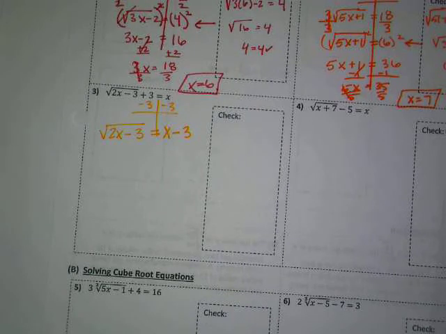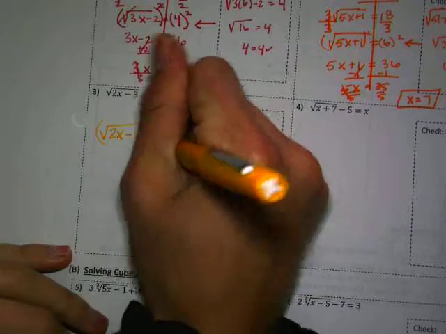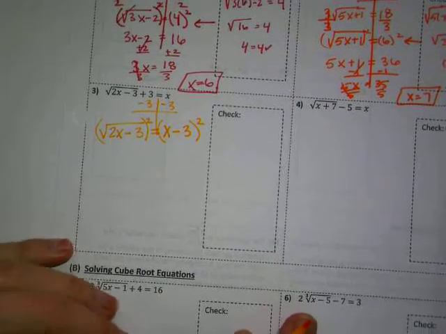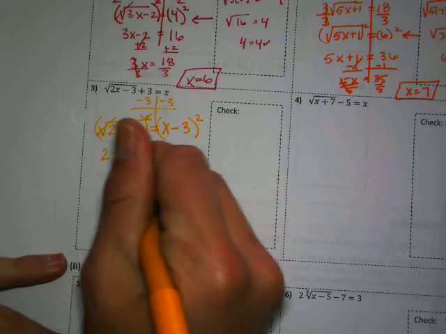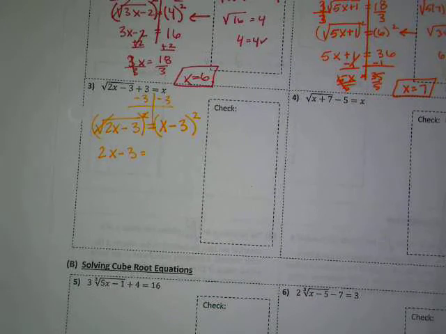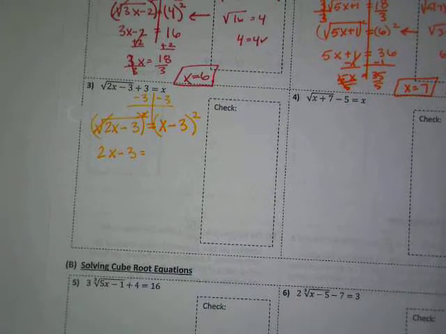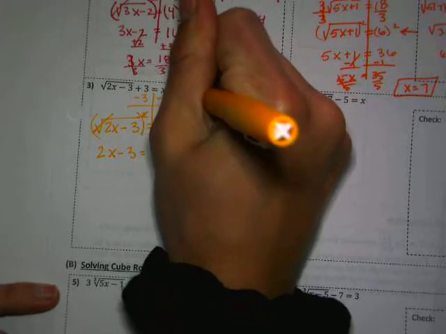Okay, now how do I get rid of the square root? I square it. Parentheses, square, parentheses, square. So 2x minus 3 equals... Do you just leave it like that, just x minus 3 squared? Nope, you gotta square it twice. You're gonna FOIL it, right? Yes. So x minus 3 squared, we are going to FOIL it.